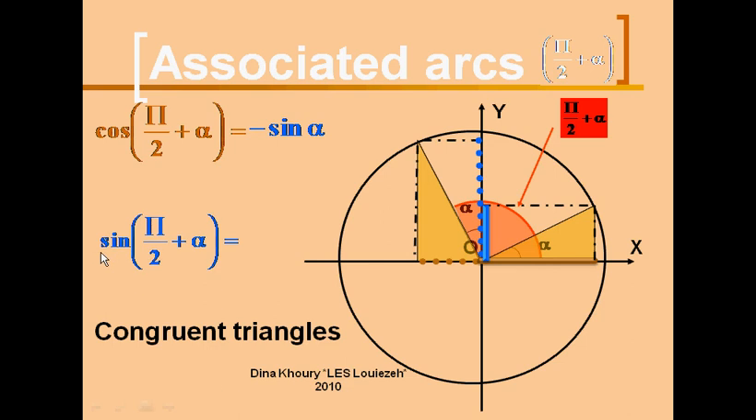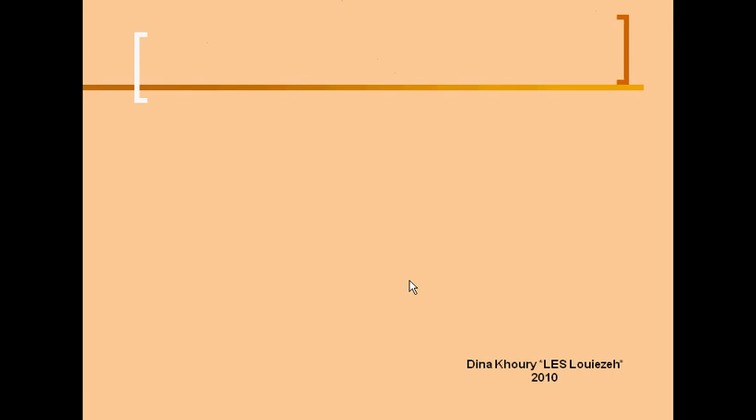If we want to continue this formula, sine pi over 2 plus alpha, and we look at the drawing, this is sine pi over 2 plus alpha, it's equal to cosine alpha, because both of them are situated at the positive sides of the axis.